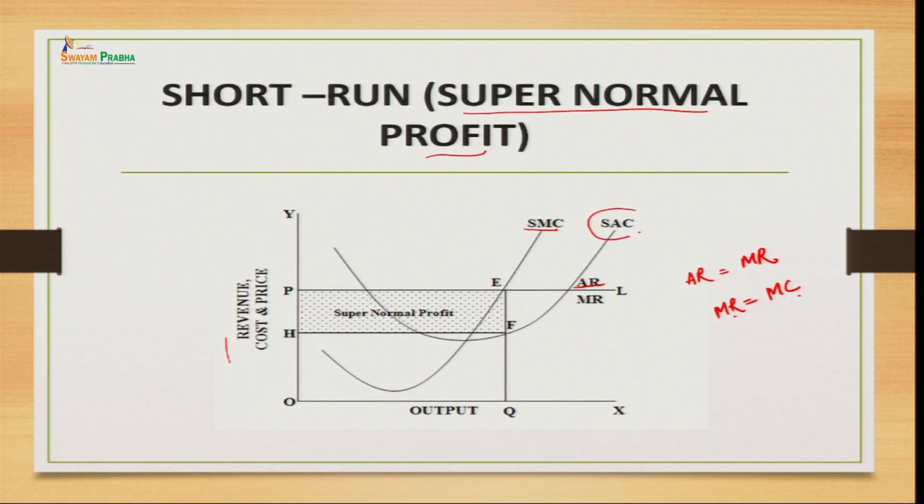Now, to find out the supernormal profit, what have we done? We have talked about the short run average cost. The supernormal profit condition is the condition where your average revenue is greater than average cost. If your average revenue is greater than average cost, then we call it a condition of supernormal profit.